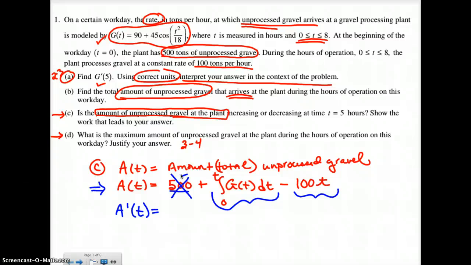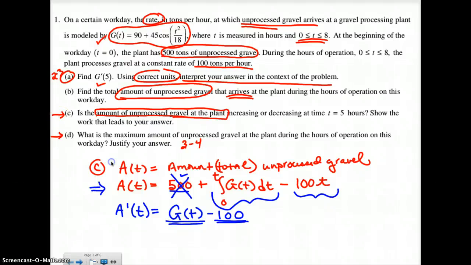All right. So now when I'm doing the derivative, remember when you take the derivative of the integral, they undo each other. So I really just get G of T there. You can think of it as dump and derive, whatever you like, but I'm taking the derivative of that, and then minus 100. And this wants me to do that at 5 hours. So really what I'm doing is figuring out how much gravel is arriving at the plant, and then how much is leaving the plant at 5 hours. And that's where the common sense approach could have come in, I think.